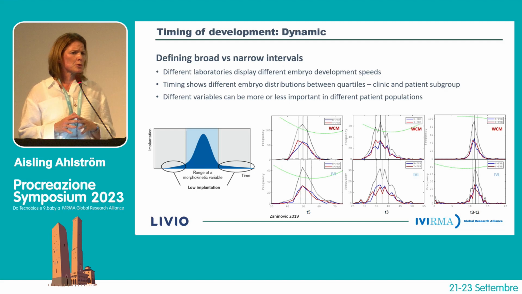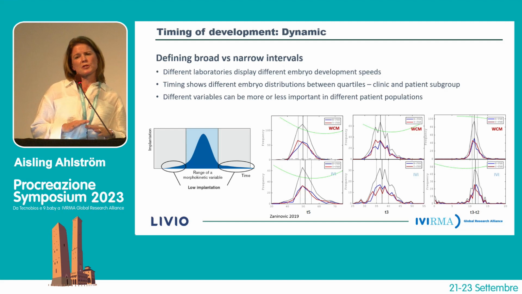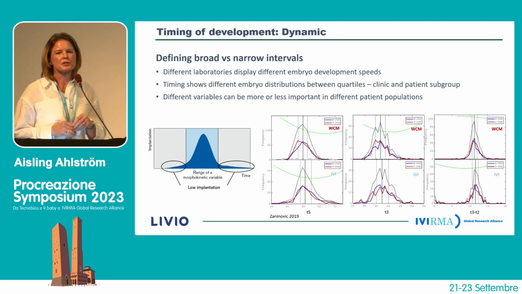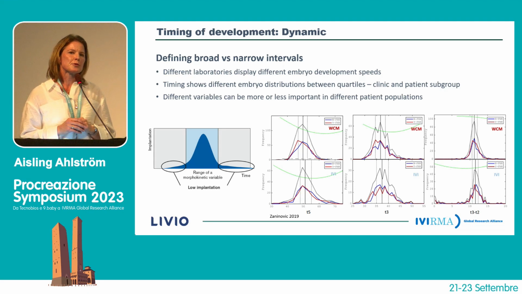For dynamic variables, there's another effect caused by developmental timings, and this is really nicely shown by Marcus Messenger's group. Often we see a nice histogram or normal distribution for different morphogenetic variables, and we're told that on the ends, in fact, that's where you see the timing difference. You see embryos which have low implantation potential, but that's not really the case.